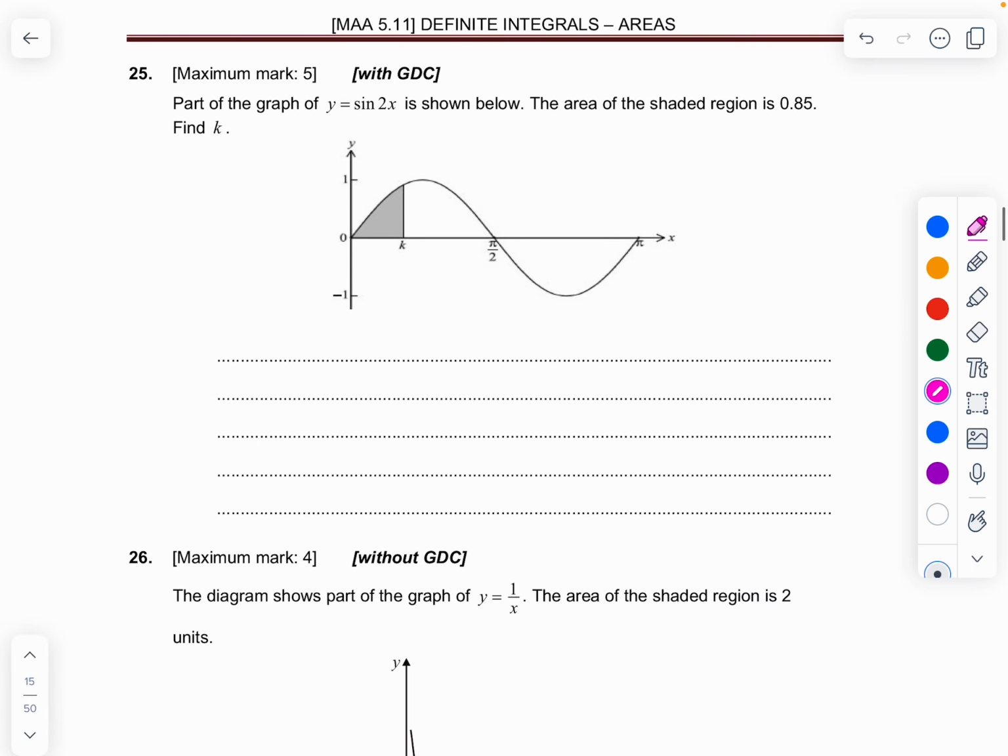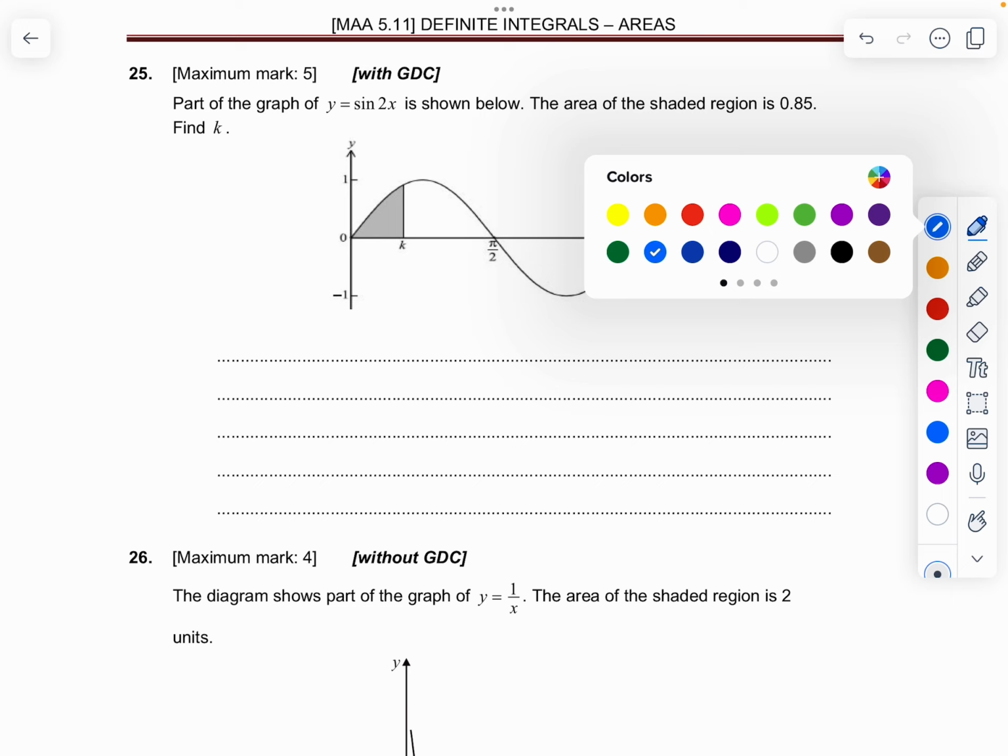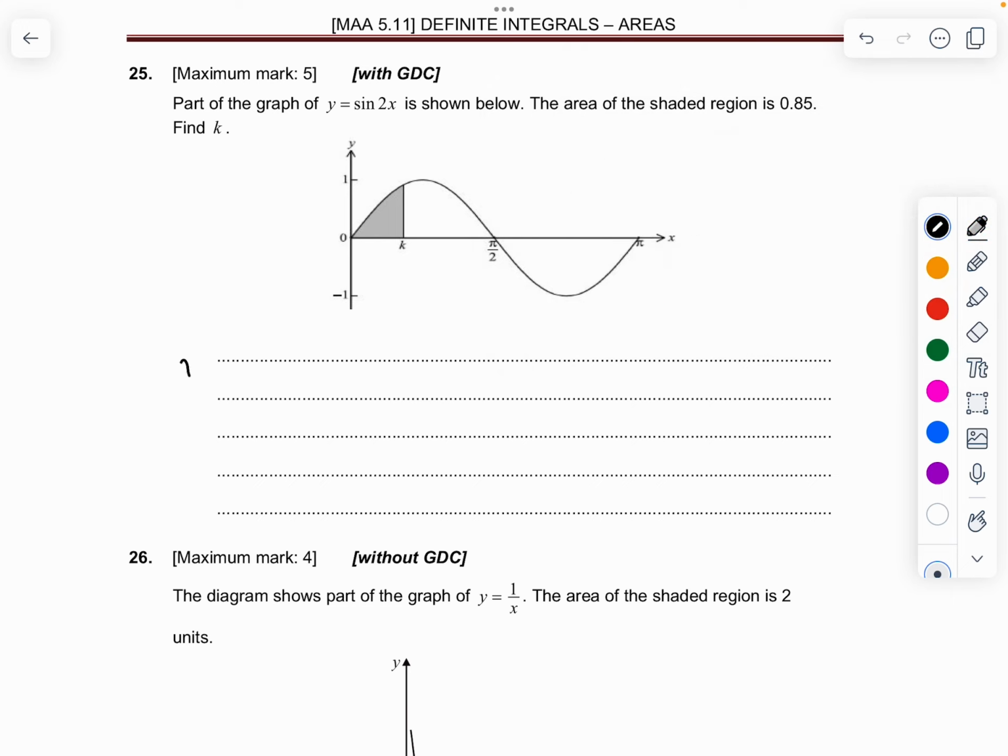Question number 25. The part of the graph y equals to sin x is shown below. The area of the shaded region is 0.85. Find the value of k. With GDC or without GDC? So, integral 0 to k sine 2x dx equals to 0.85.